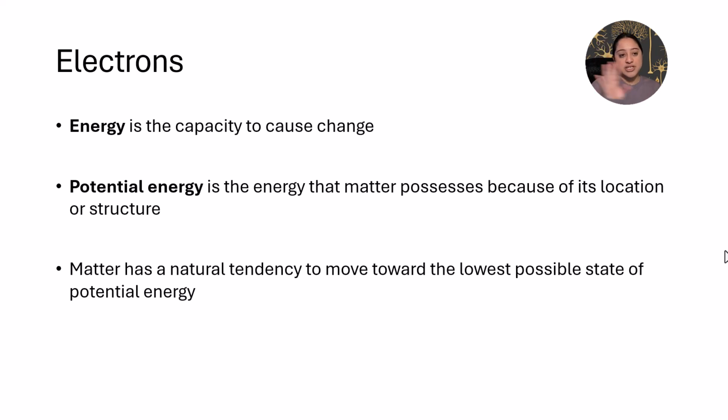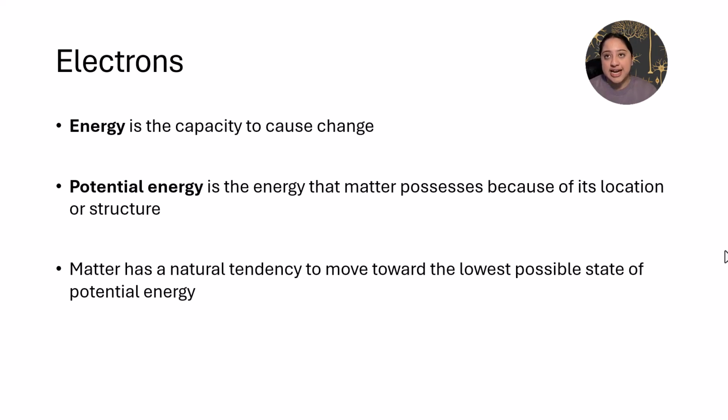Okay, so that was focusing on differences in neutrons. So let's focus back onto the atom and instead on electrons. So electrons play a part in energy, and they have energy. And so energy, defined, is the capacity to cause change or to do something. And so there are different forms of energy. There's potential energy, there's kinetic energy. So potential energy is the energy that matter possesses because of its location or structure.